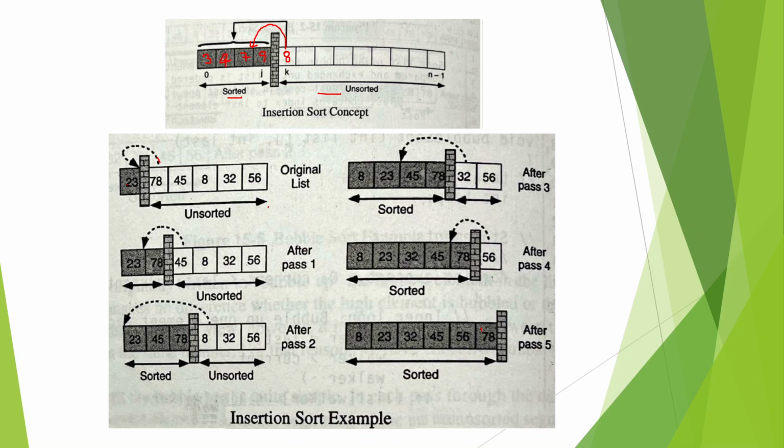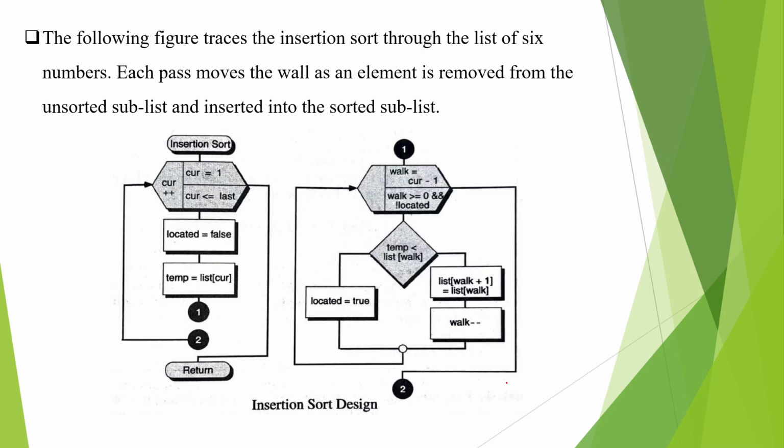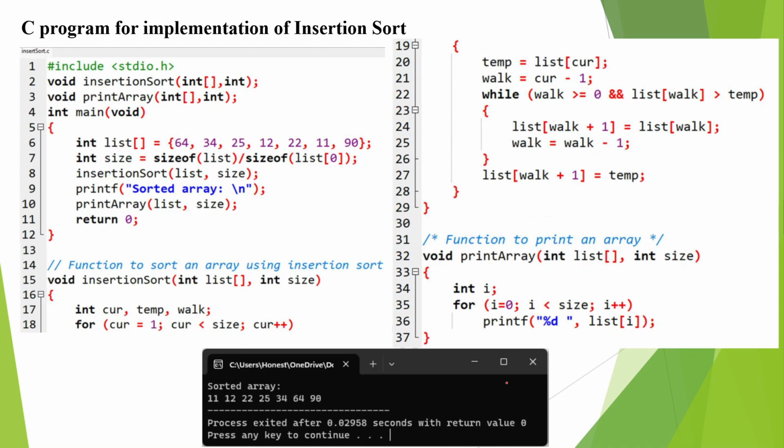As there are 6 elements, how many passes did it take? 5 passes it took. N elements, n minus 1 passes. Okay? N elements, n minus 1 passes. So after n minus 1, that is 5 passes, your complete list as per insertion sort will be in sorted order. Hope you understood. So again we have the demonstration program here. I'll make you understand this one.